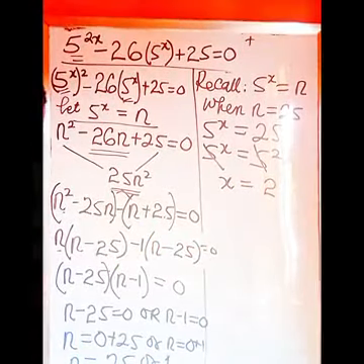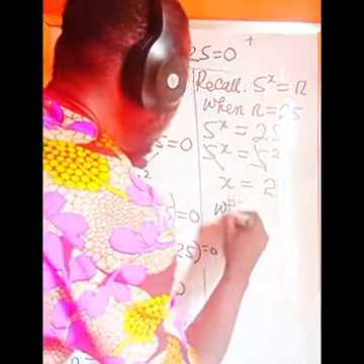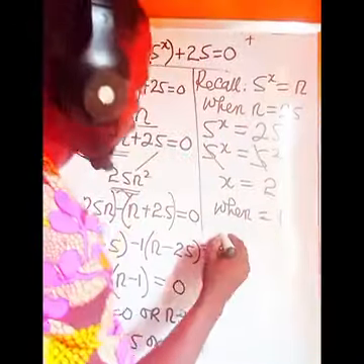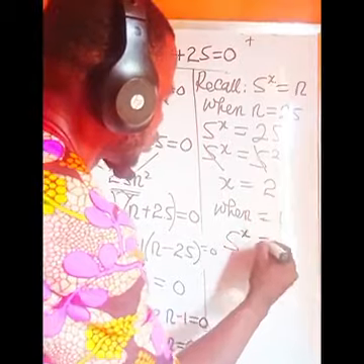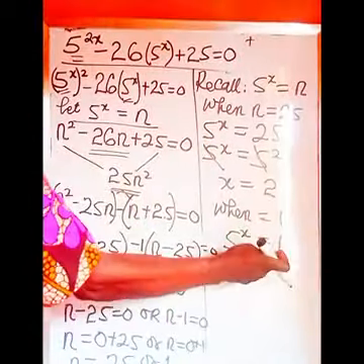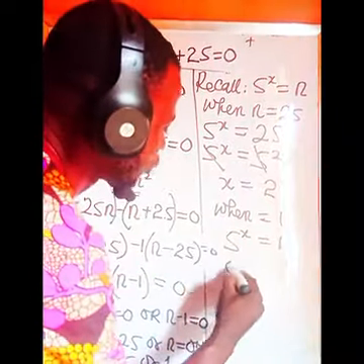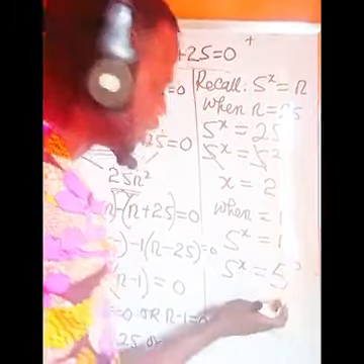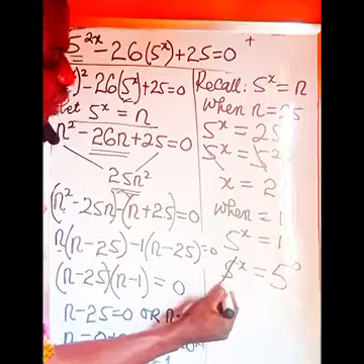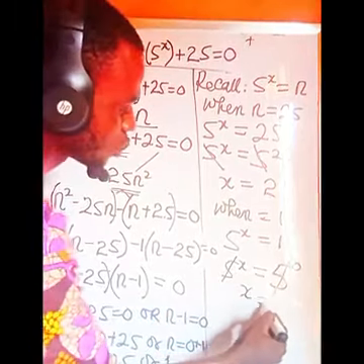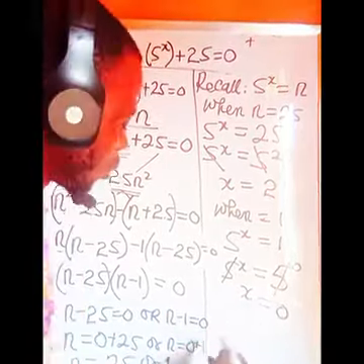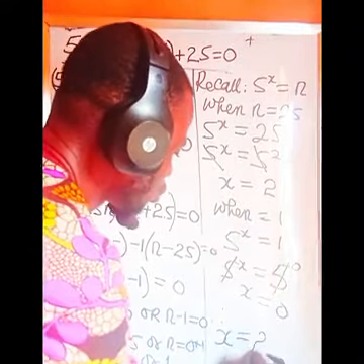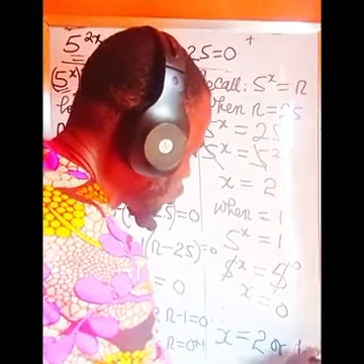Next condition is when n equals 1. So when n is equal to 1, that means 5 raised to the power x is equal to 1. To make 1 be the same base with 5, we can write it as 5 to the power x equals 5 to the power 0. This still remains 1. 5 cancels 5, and x equals 0. Therefore, our answer is that x is either 2 or 0.